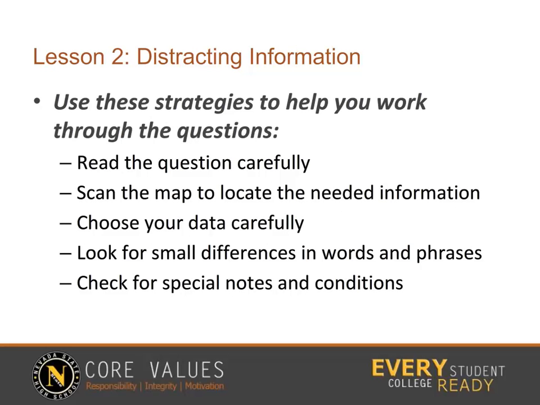Here are some strategies to help you when working through questions in Lesson 2 for Level 5 in locating information. Remember to always read the questions carefully and make sure you understand what the question is asking you to look for. Always scan the map to locate the needed information. Choose your data carefully to be sure you are answering the question by using the correct data. Try to look for small differences in words and phrases because they can be confusing. Always check for special notes and conditions that may be hints to helping you solve the question. When you're ready for some practice, click to the next slide.